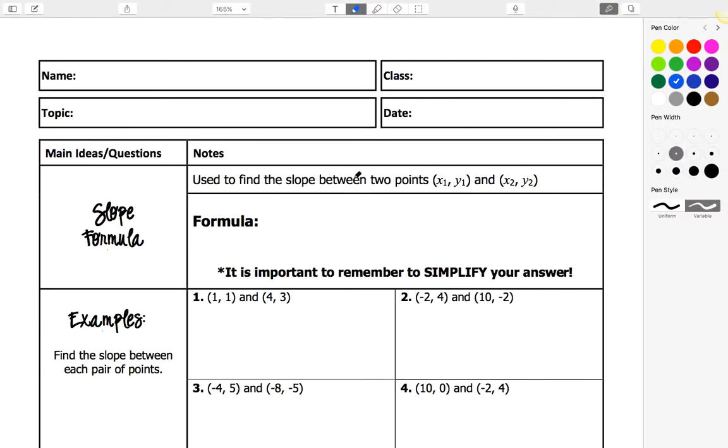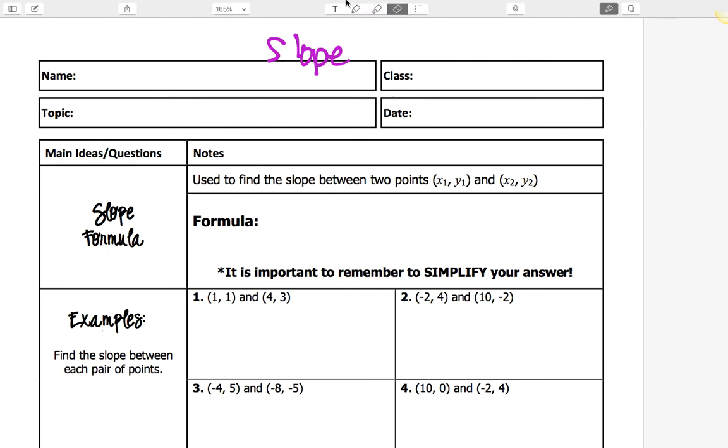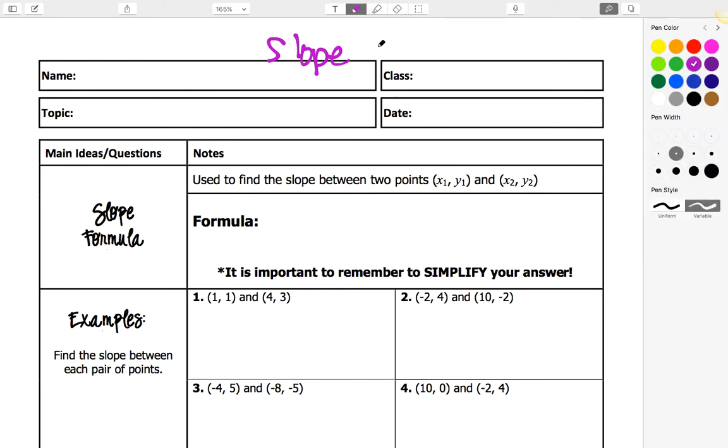Today I'm going to show you guys how to find slope between 2 points. One thing that I want you guys to recall about slope is that slope is a ratio between the rise and the run on a coordinate plane. When we rise, we rise on the y-axis, and when we run, we run on the x-axis. That's going to help us remember how to do this slope formula.